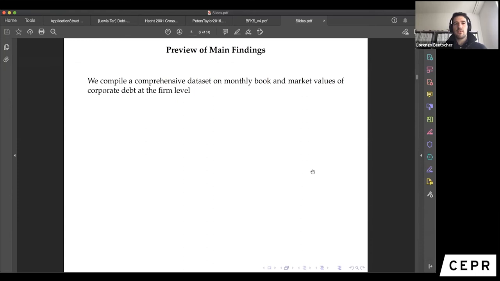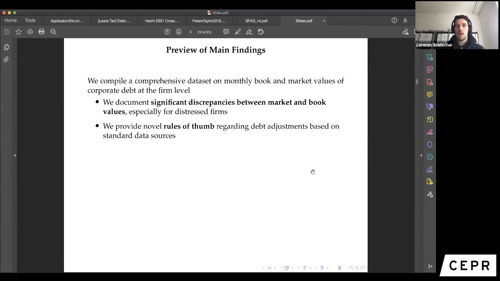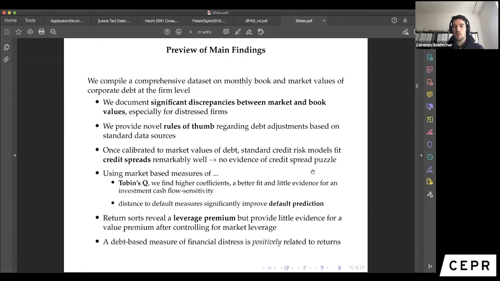We compile a comprehensive data set on monthly, rather than quarterly as is standard, book and market values of corporate debt at the firm level. We document significant differences between market and book values, as we just saw, especially for distressed firms or low rated firms. And we provide novel rules of thumb regarding debt adjustment based on standard data sources. And then we have a battery of empirical applications.